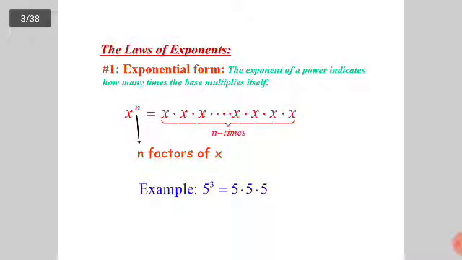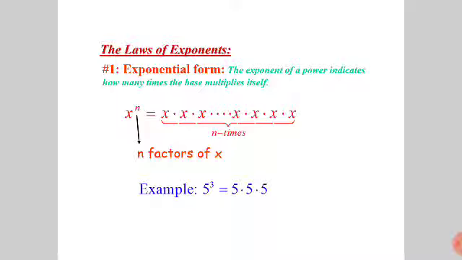Laws of exponents. Exponential form: the exponent of a power indicates how many times the base is multiplied by itself. That is x power n. n is the number of factors of x. That is called n times of x.